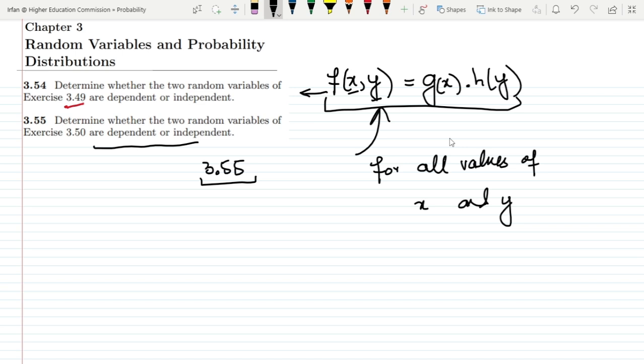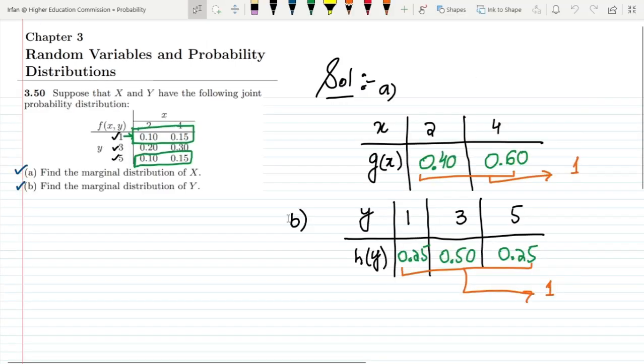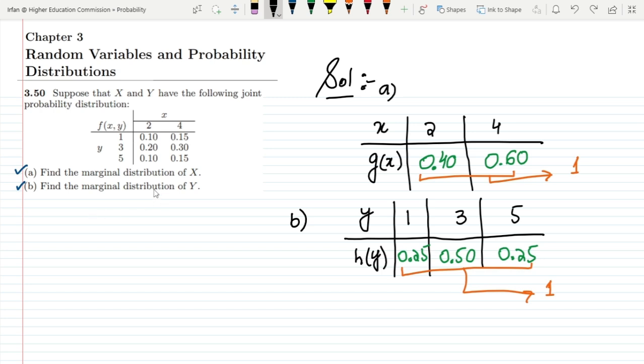Okay, so let us also see question 3.50 as well. So this was question 3.50. Here, in order to check whether x and y are independent or dependent of each other, we have to check, where the value of x is 2 and the value of y is 1, whether f21 is equal to g of 2 multiplied by h of 1 or not.